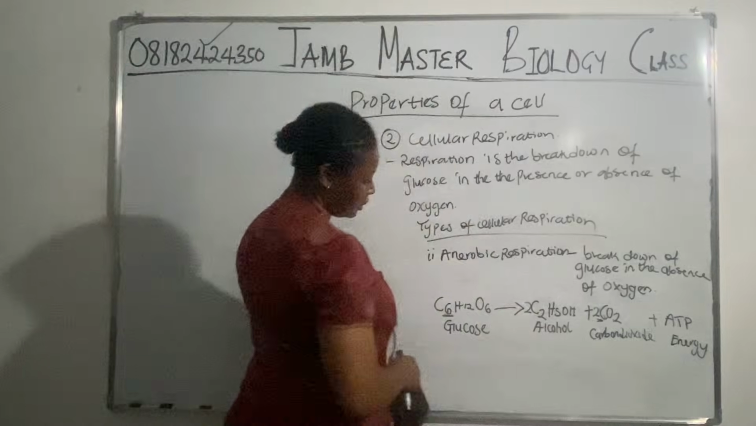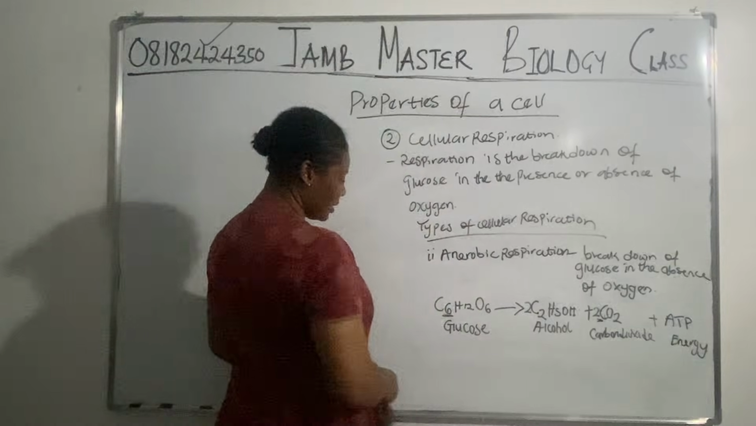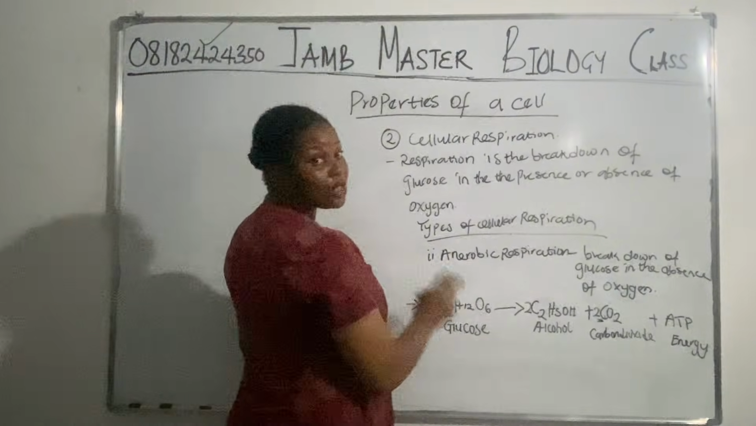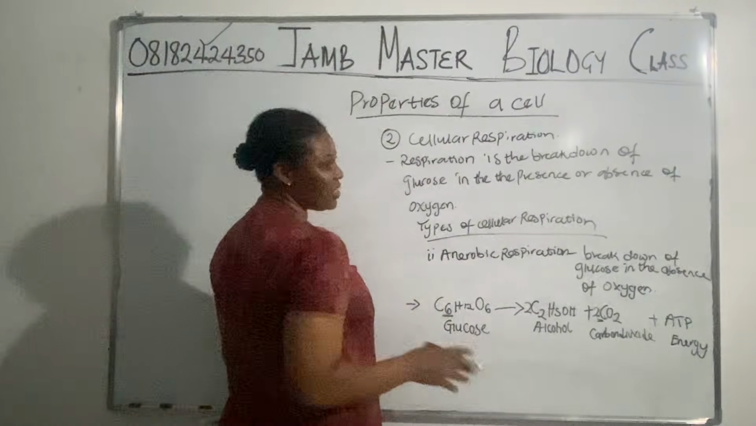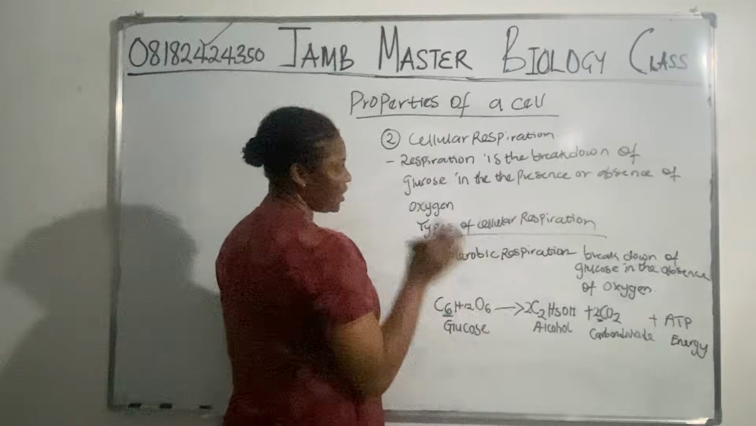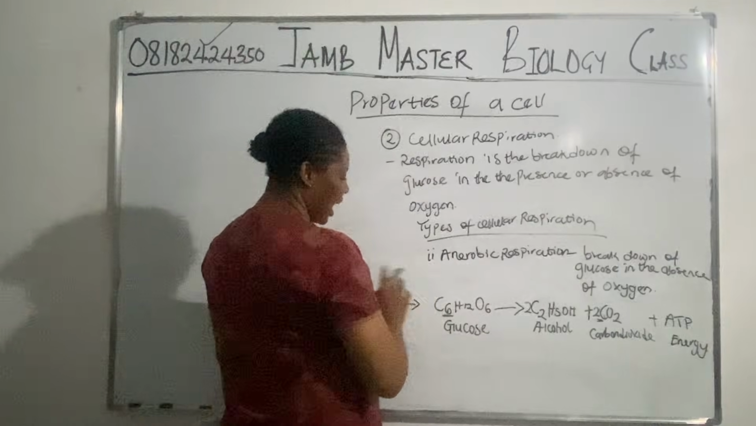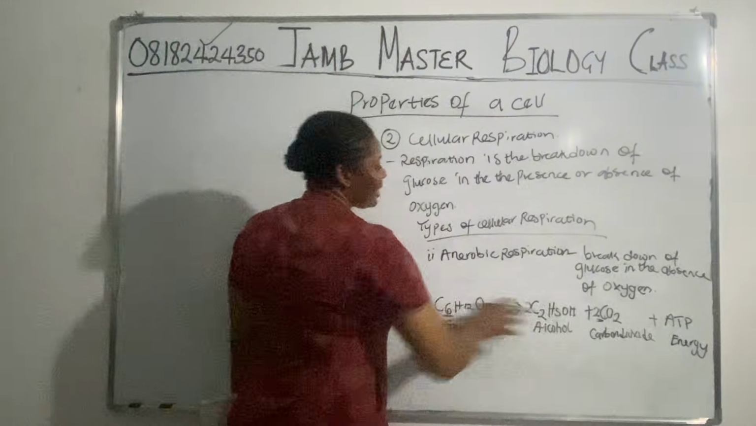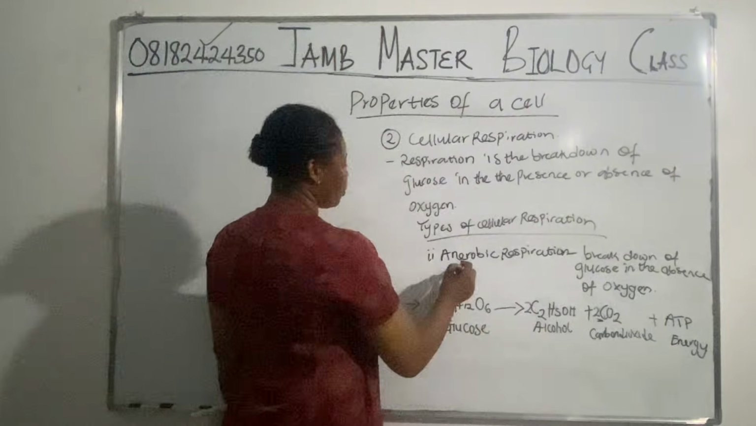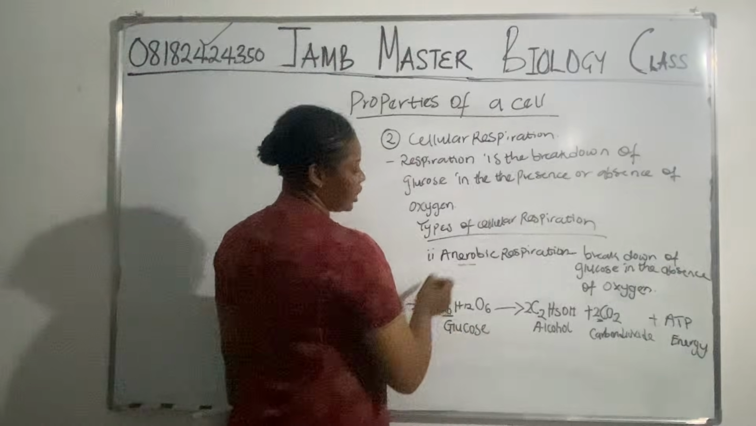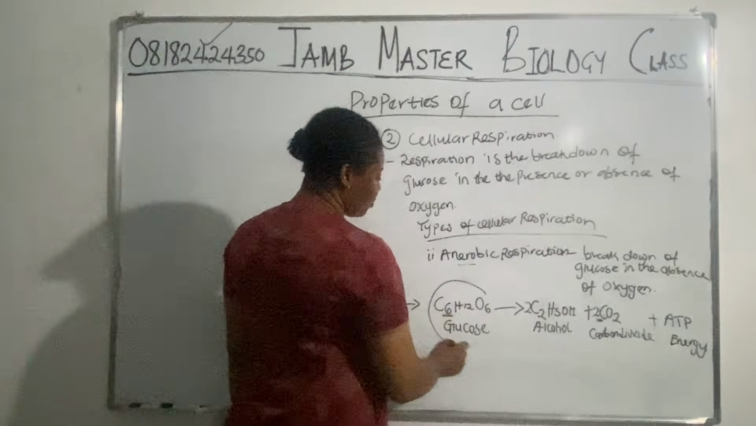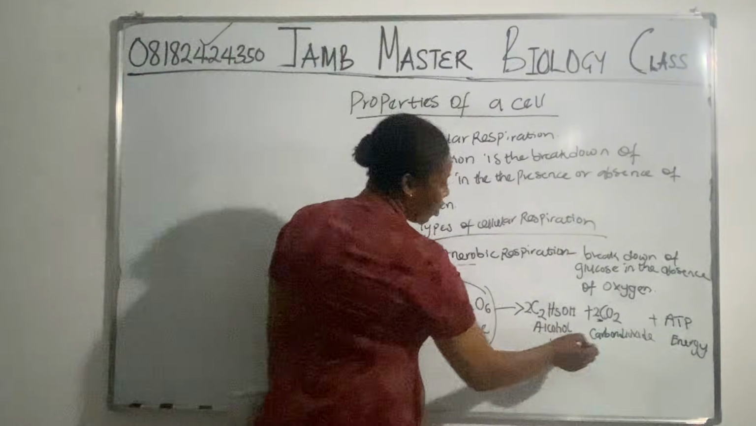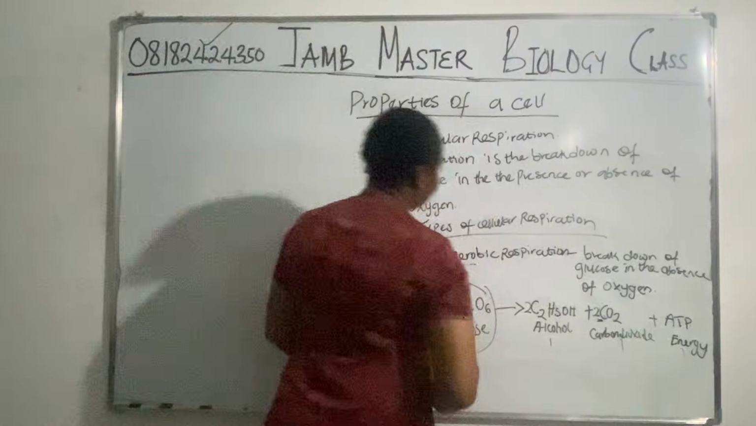I hope we understand. Just note that this is anaerobic respiration. I'm just trying to explain it for us so that we understand the concept. But in JAMB, they will not tell you to balance the equation. They can just give you this and ask you what type of respiration is occurring here. The answer is anaerobic. Why? Because only glucose is present, and it has been broken down without oxygen. And it's giving us alcohol, carbon dioxide, and energy.